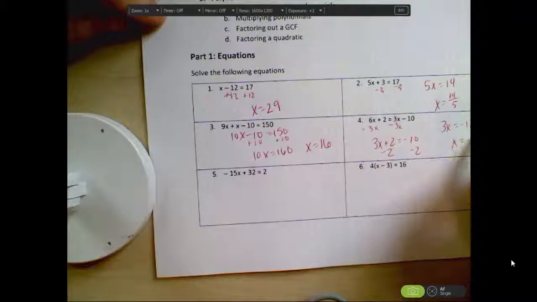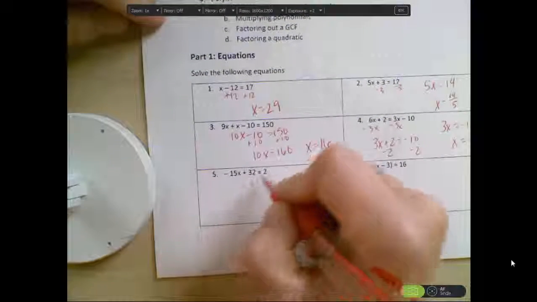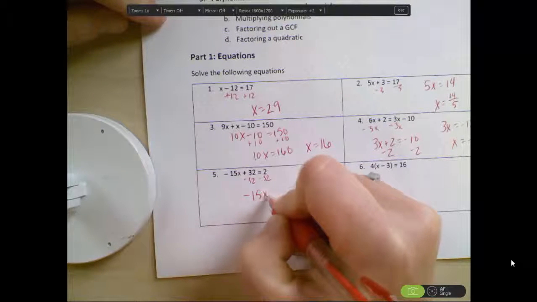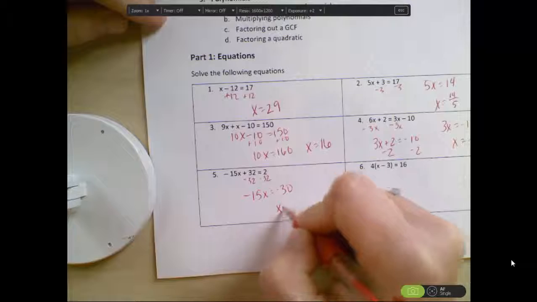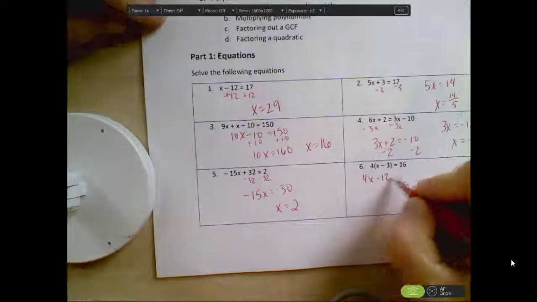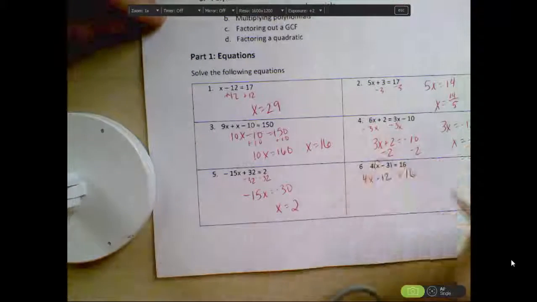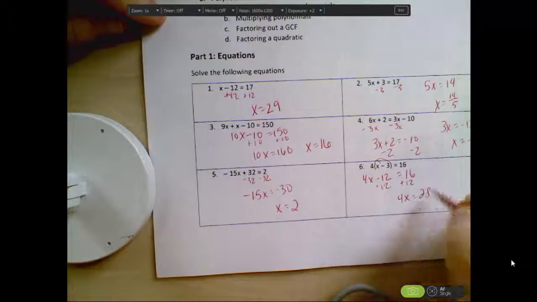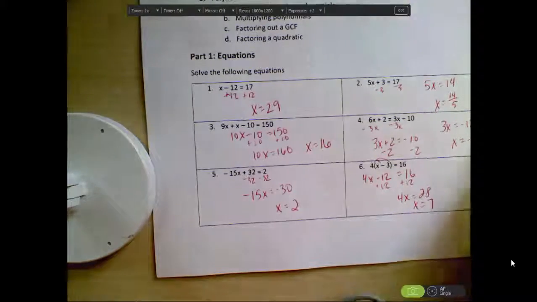and divide by 3. Down here, I'm going to subtract 32 from both sides, so negative 15x equals negative 30. And x equals positive 2. Here, distribute the 4, so multiply the 4, add 12, divide by 4. Okay, we'll keep going a little bit longer.